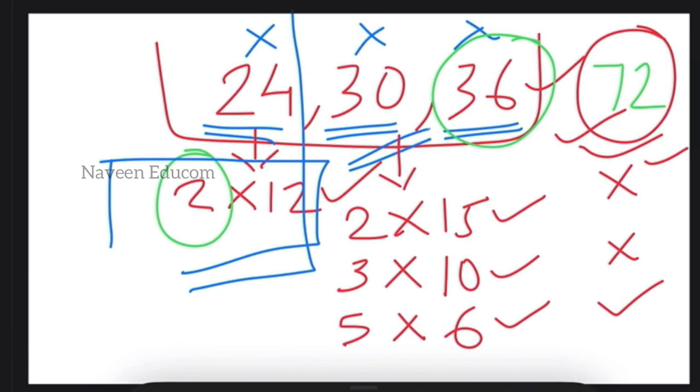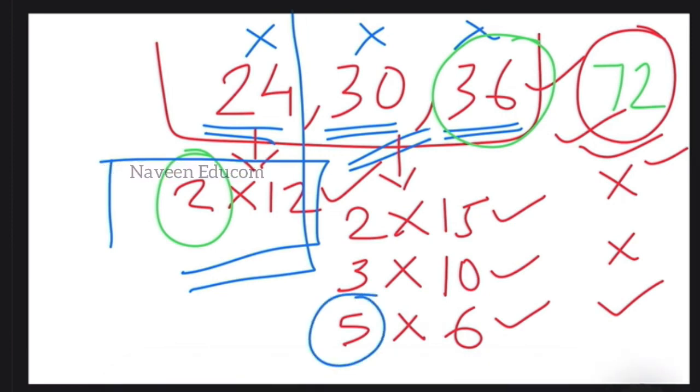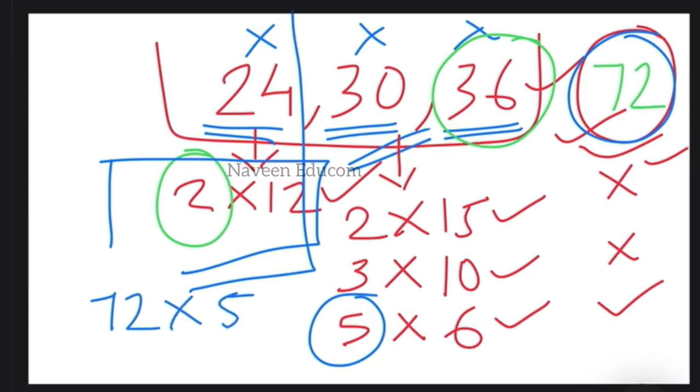Take this 72 and this 5. Multiply it. Find the product. You are going to get the LCM of these 3 numbers. So 72 into 5 will give you an answer of 5 2s are 10, 1 balance, 360. 360 is the answer. So this is a very simple and interesting method, students.